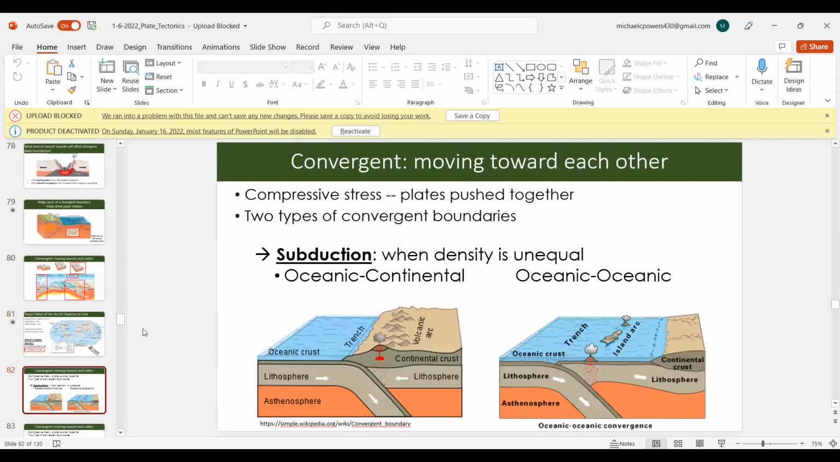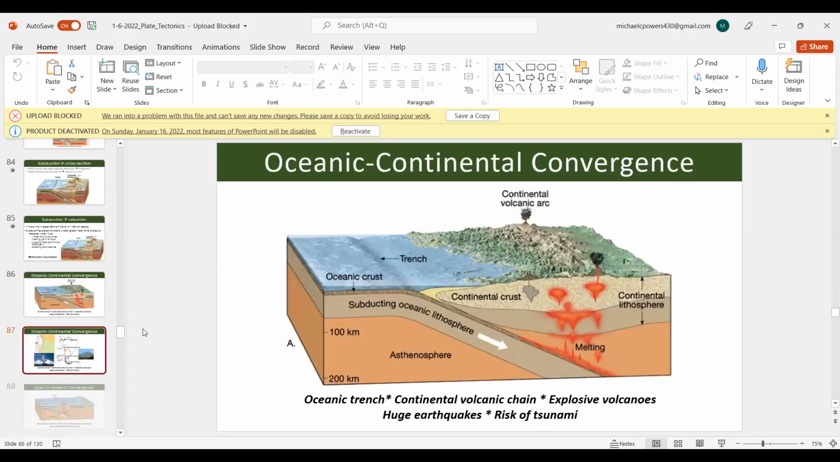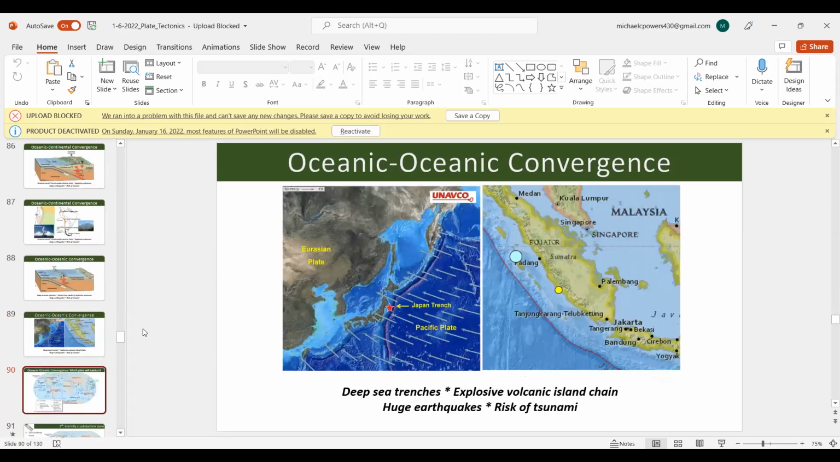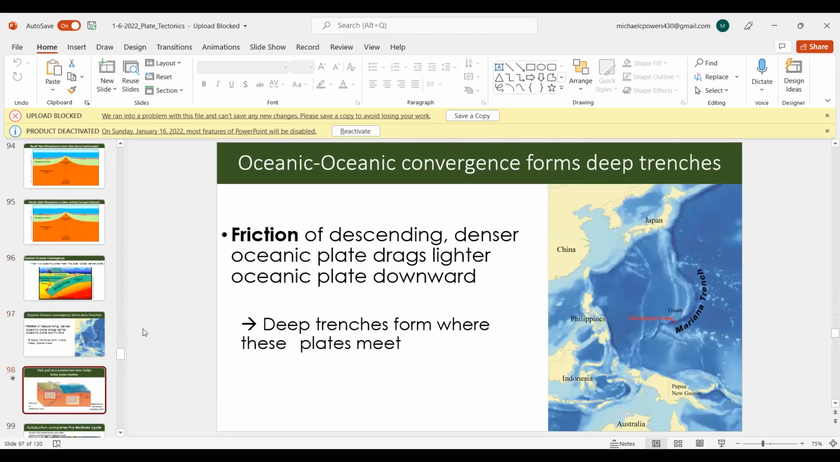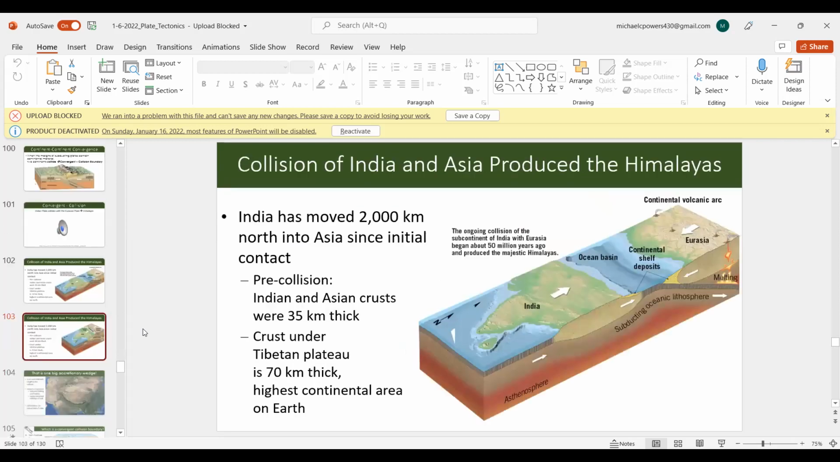And then we get to transform boundaries. Where are they? My goodness, I put so much information in here.